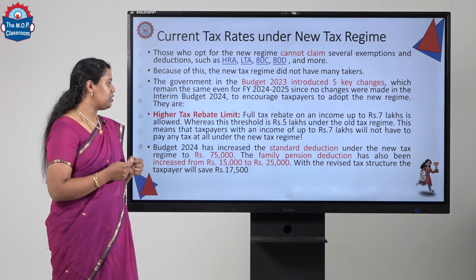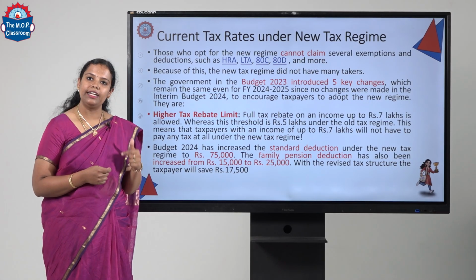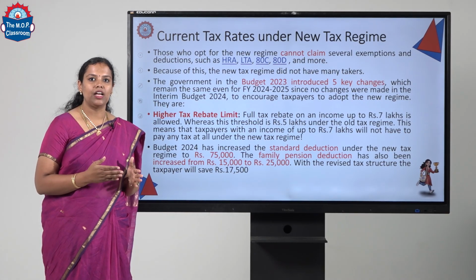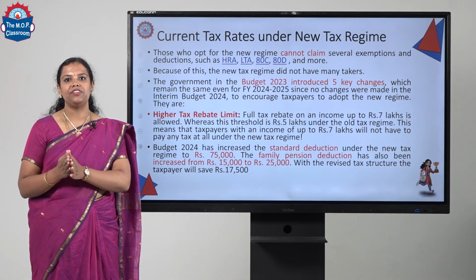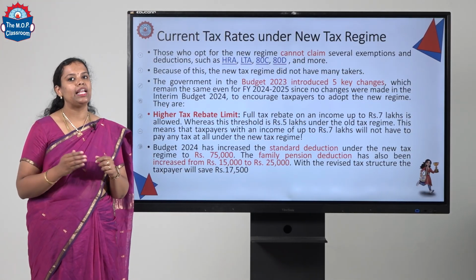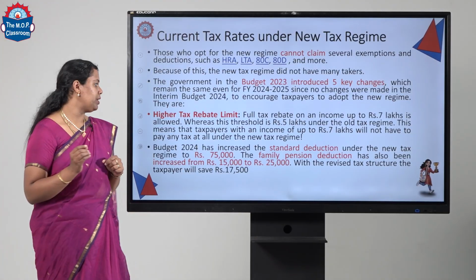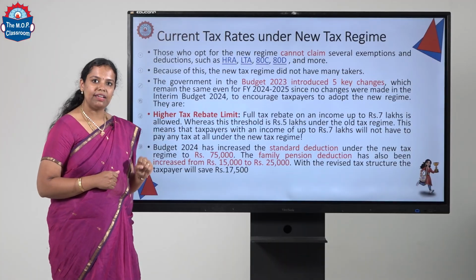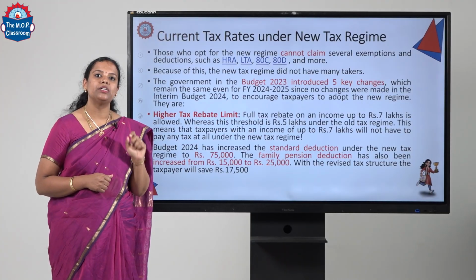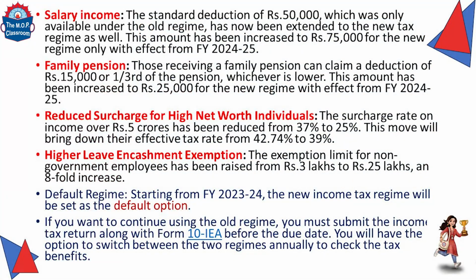In the budget from 2024, the standard deduction for the salaried individual has been increased from 50,000 to 75,000. So your level of income limit has increased from 12 lakh to 12 lakh 75,000, where your tax liability will be 0. With the revised tax structure, the taxpayer will be able to save 17,500 if his level of income is 7 lakh. Next is the salary income.